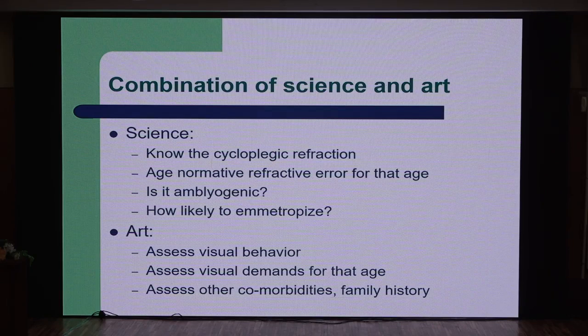And art is, we need to be skilled at retinoscopy, which is very, very important. Assess the visual behavior of the child. How is the child moving? Any particular mannerisms the child has? Any particular gait? All these things give a clue regarding what kind of vision the child can have. Assess the visual demands for that particular age, like I mentioned earlier, and assess other comorbidities and family history, like we discussed. Thank you.